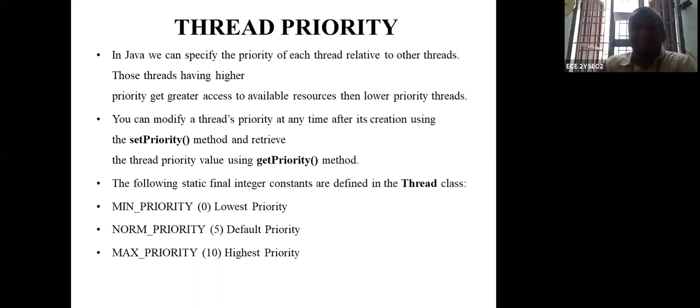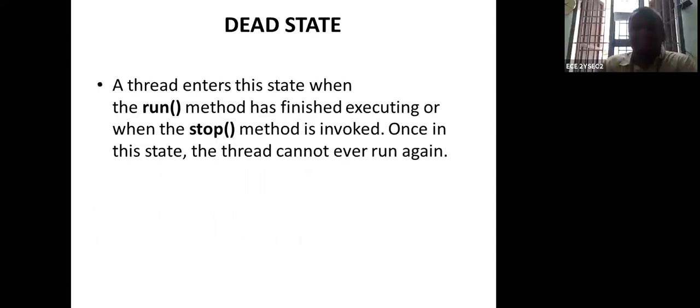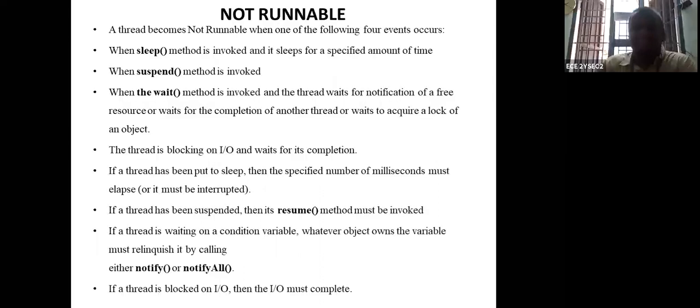Once it is in the runnable state, there are two chances: a running state or a not runnable state, because in the non-runnable state it can occupy four stages. What are the four stages? Sleep mode, suspend mode, wait mode, and blocking mode. Because there are certain conditions, thread to thread communication should take place, in an easy way.